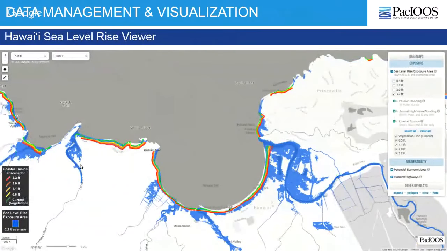You might have also heard about the Hawaii Sea Level Rise Viewer. That's a state initiative. And again, we did the data visualization portion, where you can access these different sea level rise exposure areas and see, with, let's say, a sea level rise of 2 feet, which areas would be impacted. And that's statewide. I just zoomed into Kauai here, but it's available for Oahu. So that's also on our website.